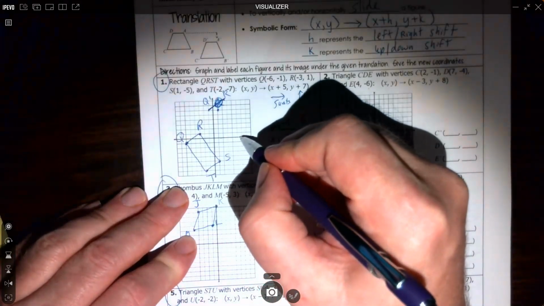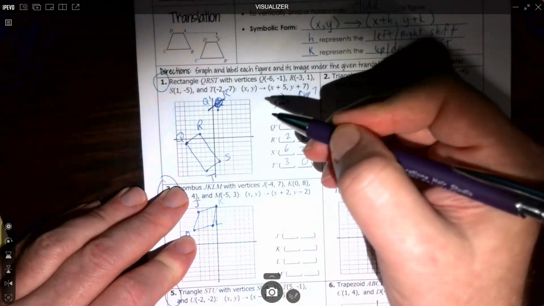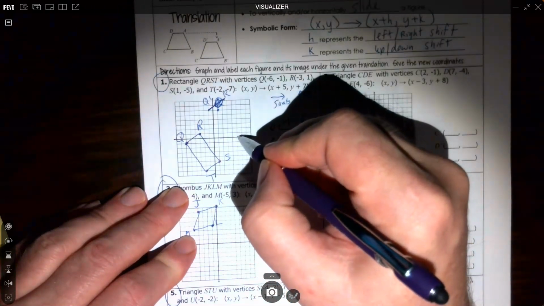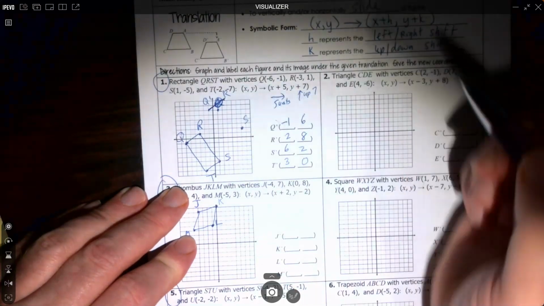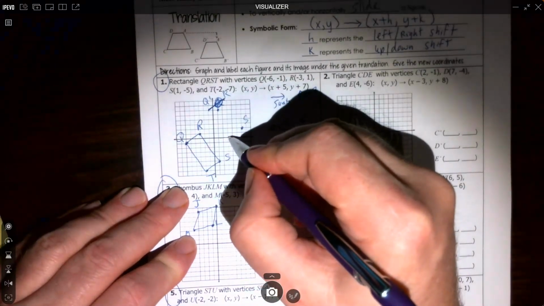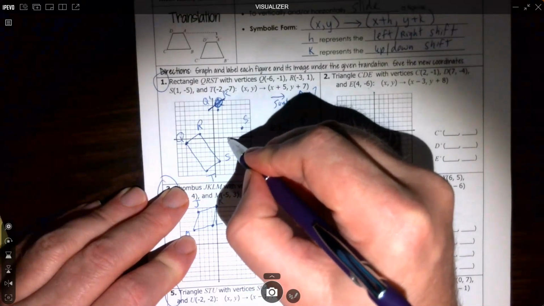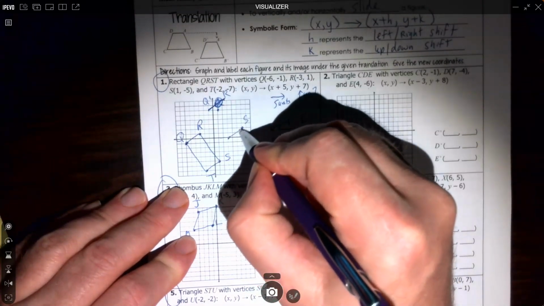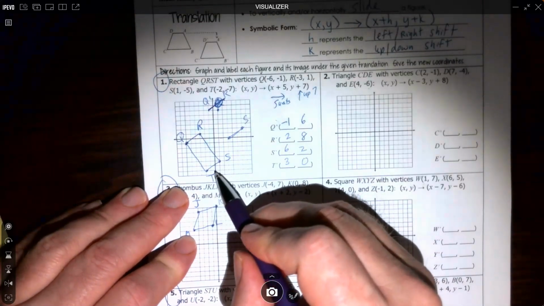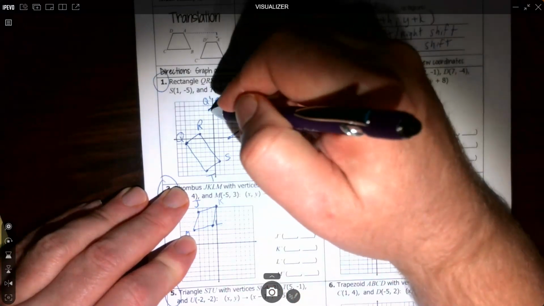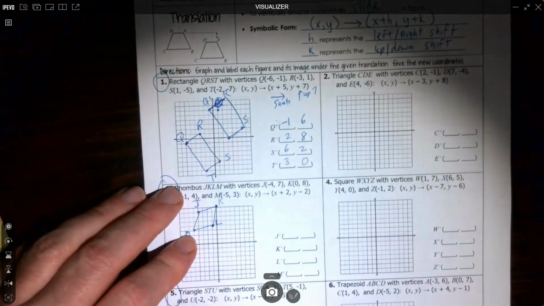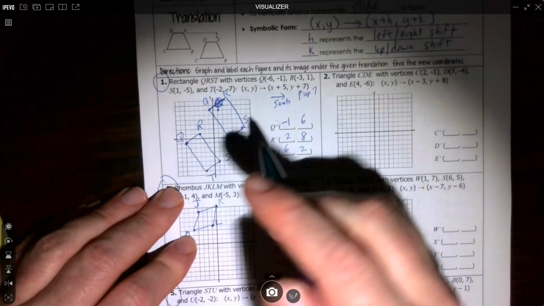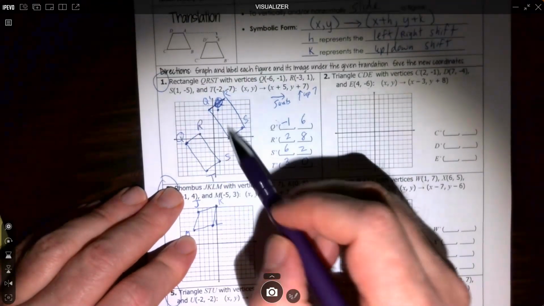So 1, 2, 3, 4, 5, 6, 2. 1, 2, 3, 4, 5, 6, 2. Okay, that's S, and then T is 3, 0. Okay, and that looks like it's the same far apart as this one is. Okay, and then I just finish up my box. And I'm done.